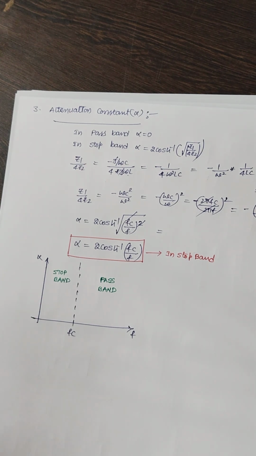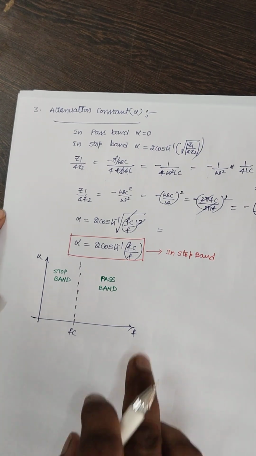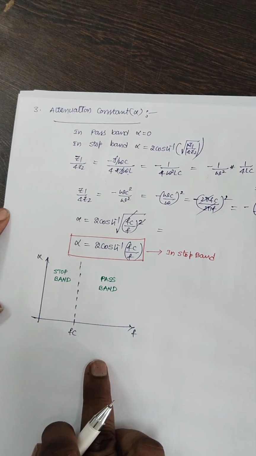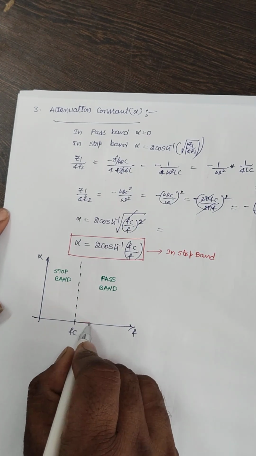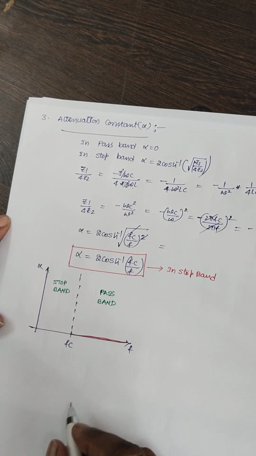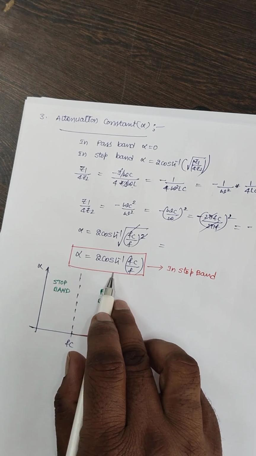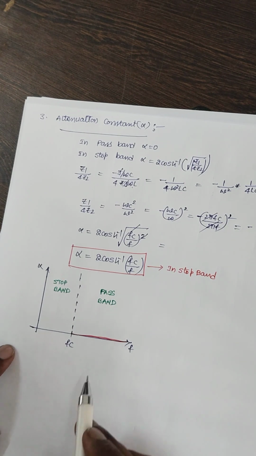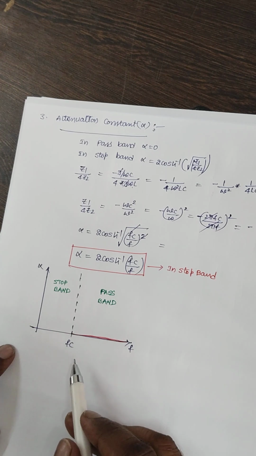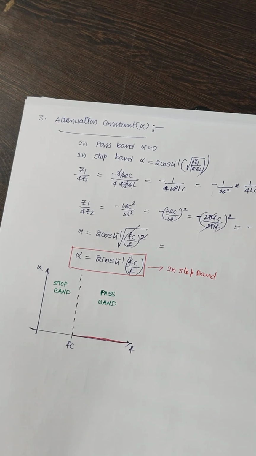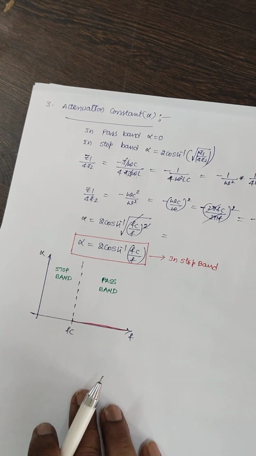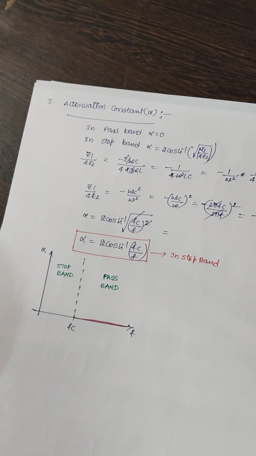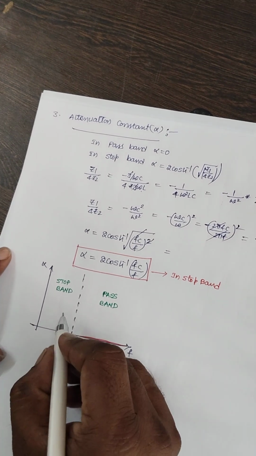Now in pass band, alpha is equal to 0. And in stop band, alpha is equal to 2 cosh inverse of fc by f. So if you draw this waveform for alpha versus frequency from 0 to fc, then you will get the waveform here. This waveform will be like this.